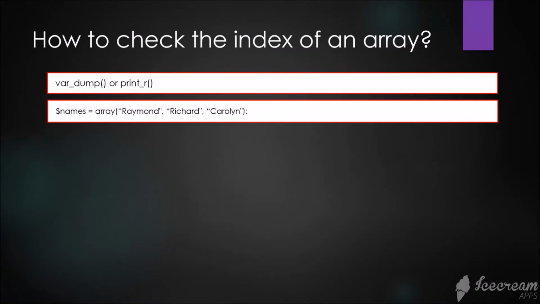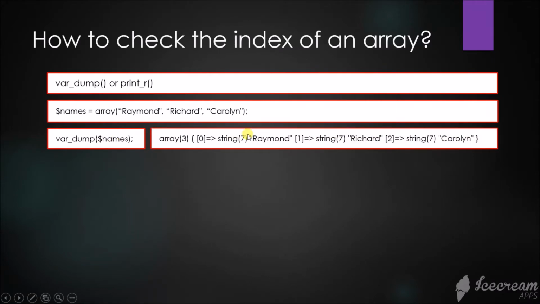Okay? So let's say we have this declaration of an array, then we use var_dump. Now, if we do that, then the output will become something like this. Okay? The part in the square brackets are the index of the array. While here, these are the data types. Then the 3 are the items of the array. Then the 7 here are the number of characters of the values. Okay? So this is how we use var_dump.